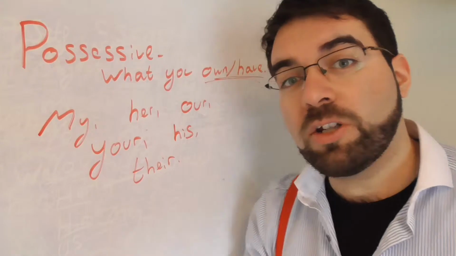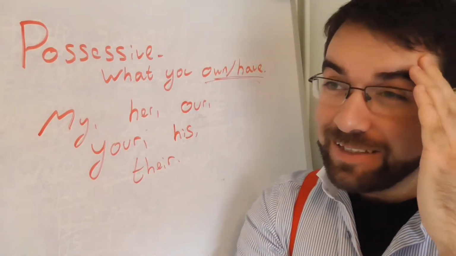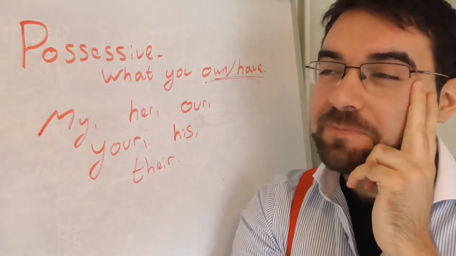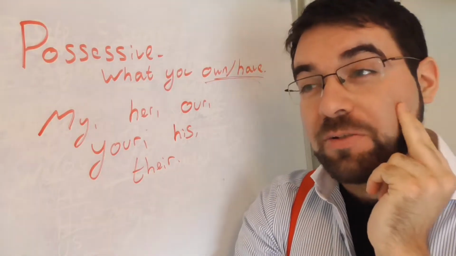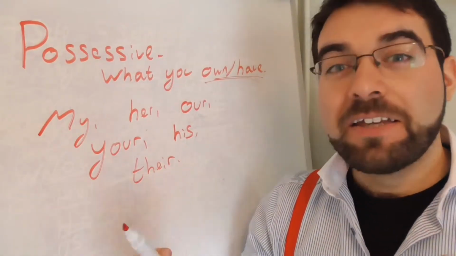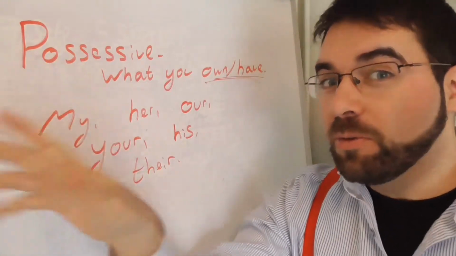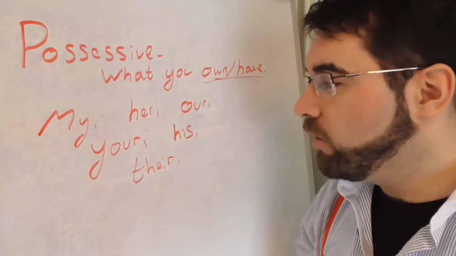Her. What has she got? Oh gosh, what has she got? Okay, her. She's got nice shoes. Those shoes are hers. Let's leave it at that. Our. This is our party. This is our car. This is our house. Ooh, there's that song. Your.